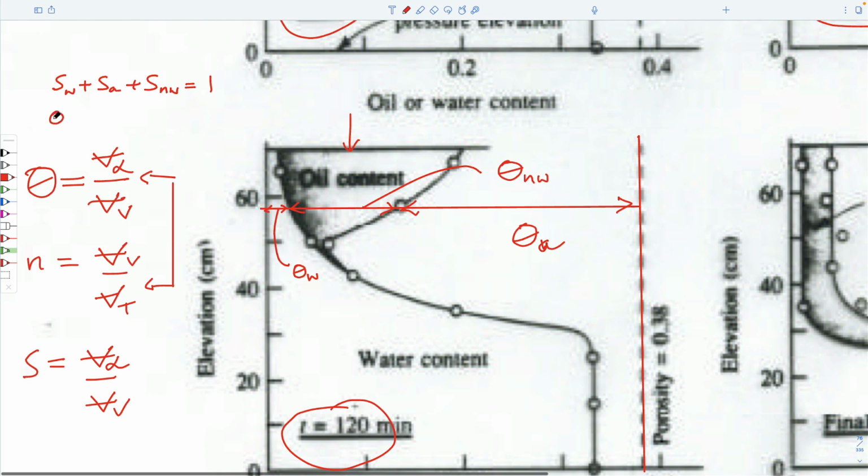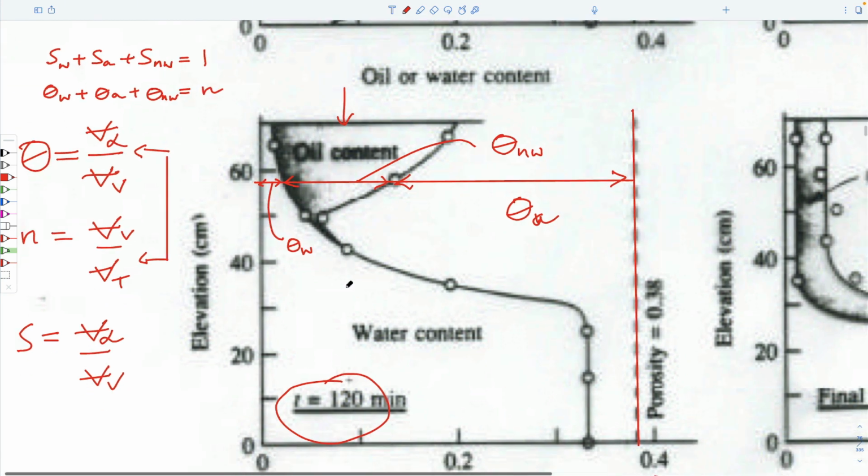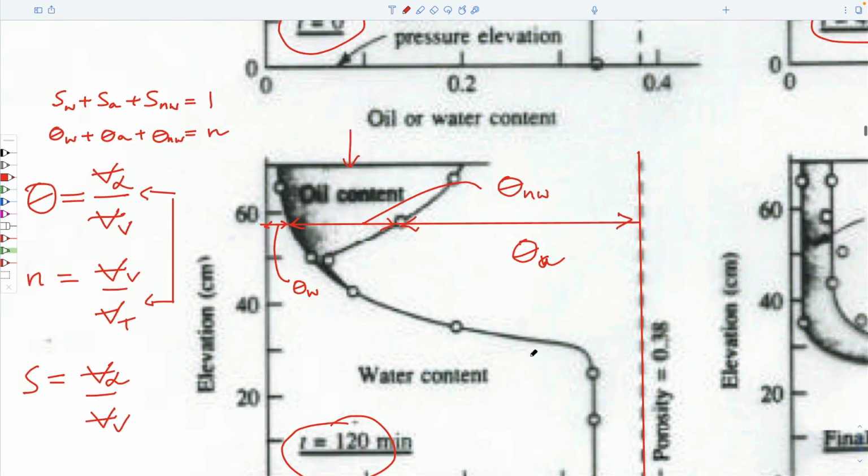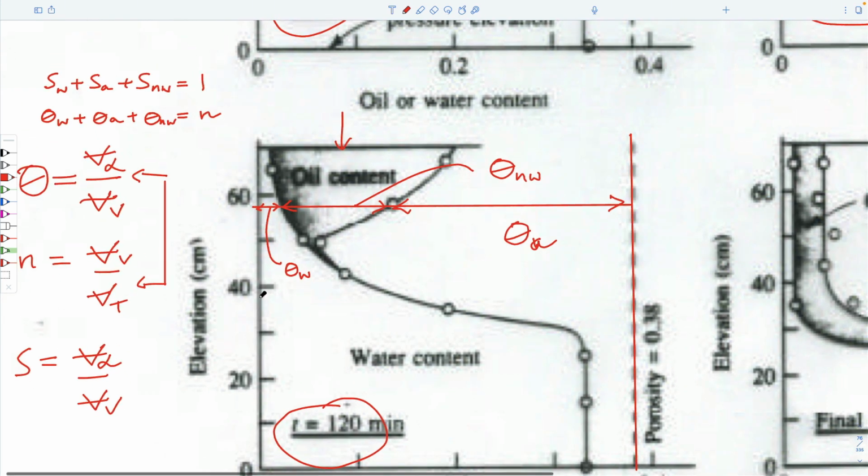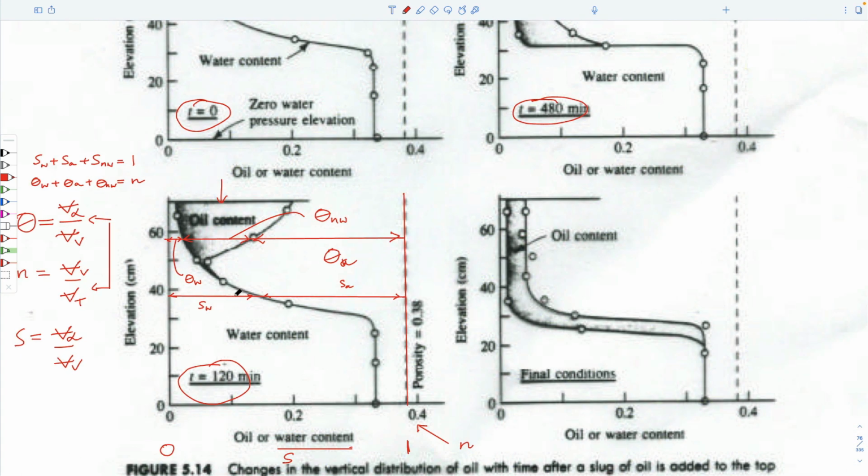And if we wrote the volumetric water content plus the volumetric air content plus the volumetric non-wetting content, what's that equal to? The porosity, right? Just because of this. And below this, if we draw a line across, the other phase hasn't reached it, so we're only adding two together. This is a saturation of water, saturation of air for these two. And those two add to unity.